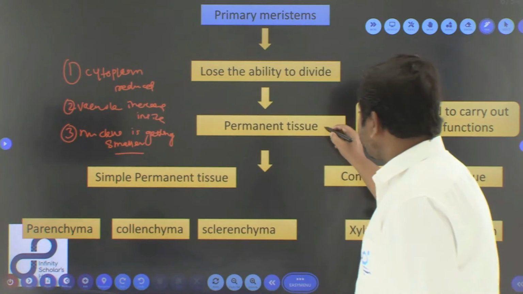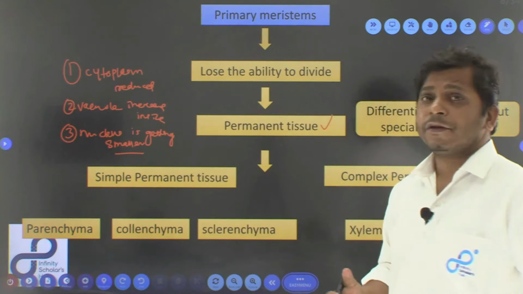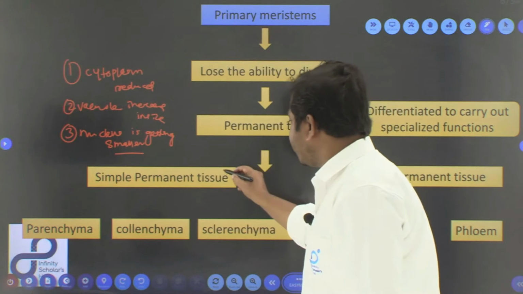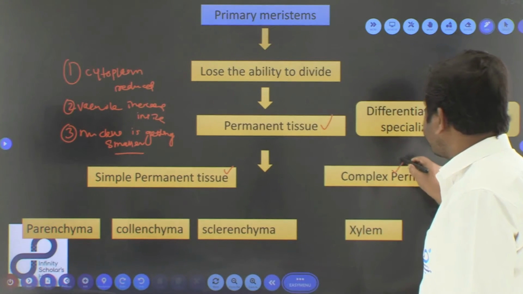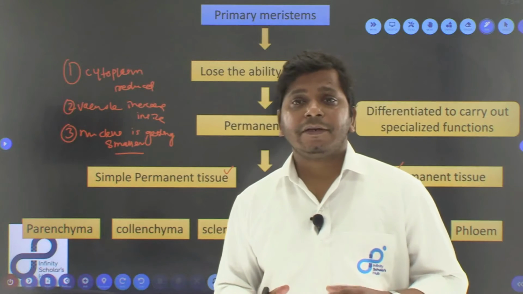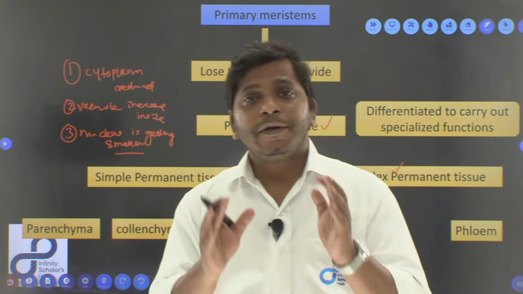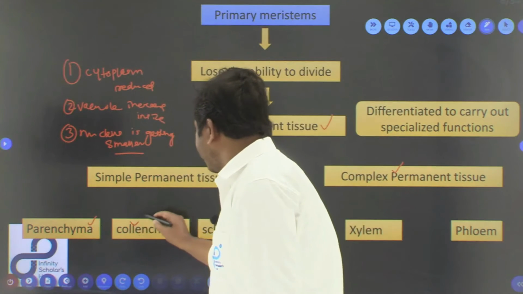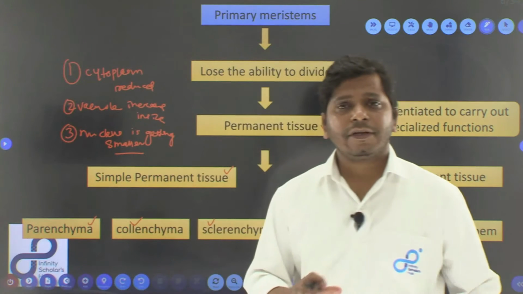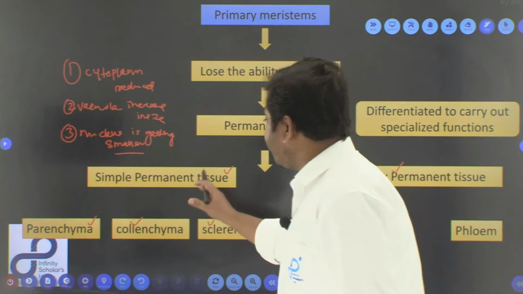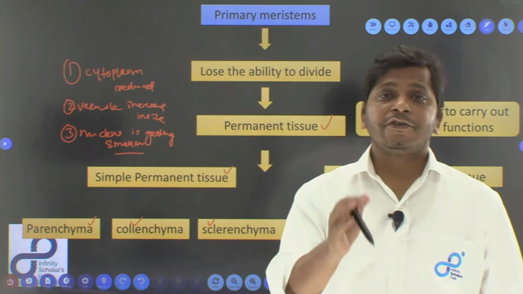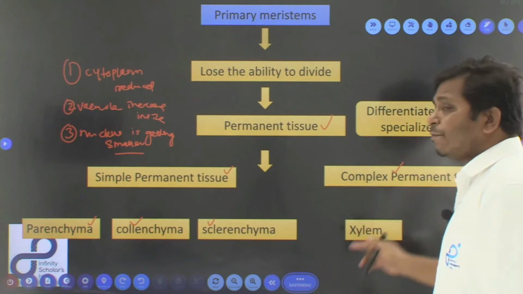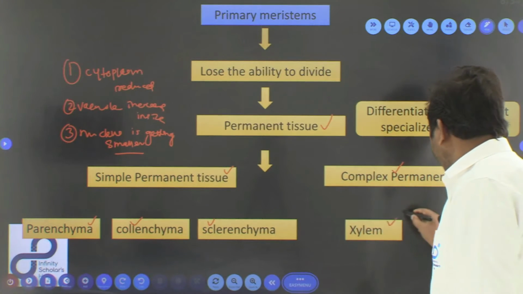Once the permanent tissue is developed, the permanent tissues can be categorized into two different types. One is simple permanent tissue and one is complex permanent tissue. A simple permanent tissue is a tissue which consists of only one kind of cells, and they include parenchyma, collenchyma and sclerenchyma. So there are three different kinds of simple permanent tissues. Please remember this thing. Then we have complex permanent tissue, which includes both xylem as well as phloem.